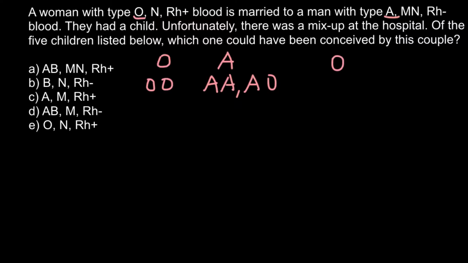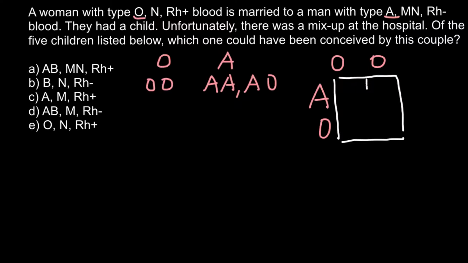So O on top and AO on the side. When we build a simple Punnett square, we can predict the possible outcomes of such a cross: AO, AO, OO, OO. Once again, we choose these 2 genotypes because they would give us more variation in the progeny.